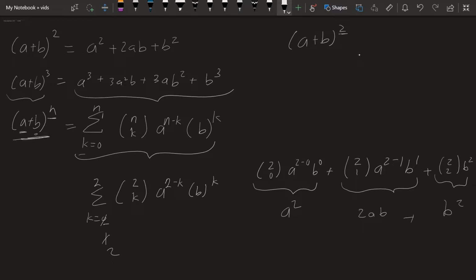And as you can see, using the binomial theorem to expand this out gave us the same answer as the normal expansion when we just multiplied (a plus b) by itself.